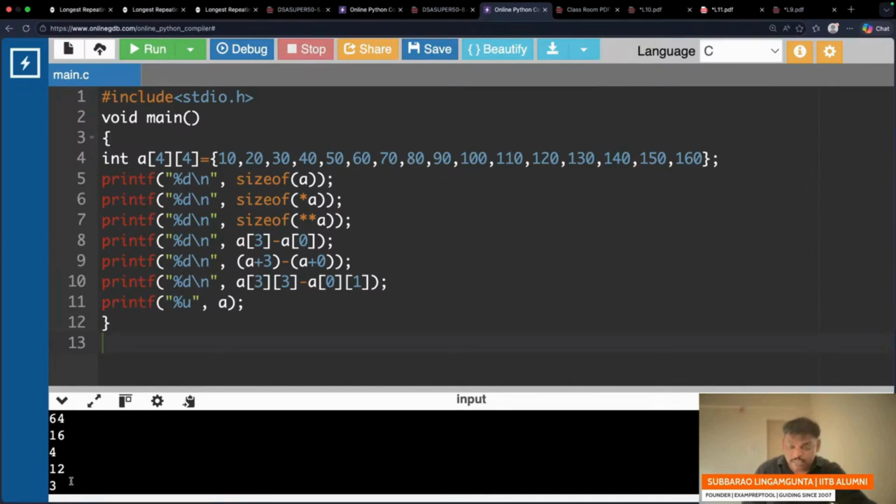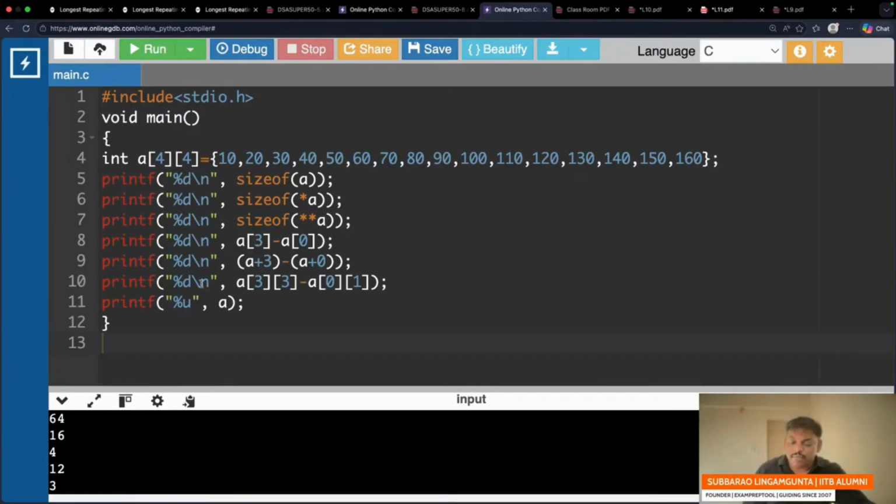Okay. Now, can you see this? Fourth one is 12. How? See this one? A of 3, because of the square bracket, is element level. You skipped already 3 rows. Now you are in the 4th row. So what does 3 rows mean? Every row has 4 elements. 3 rows means 12 elements. That is the reason 12 came.